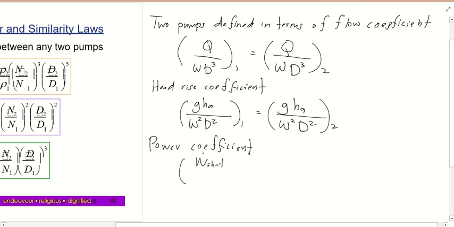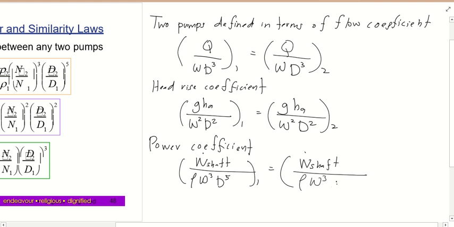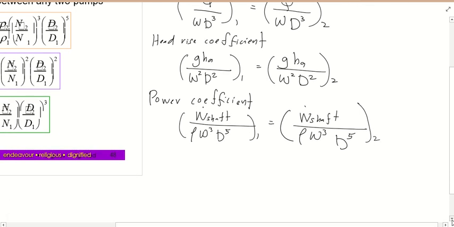W dot shaft over rho omega cubed D to the power of 5 for pump 1 equal to W dot shaft over rho omega cubed D to the power of 5 for pump number 2. Okay, so this is the similarity relationship. I repeat, subscripts 1 and 2 refer to any two pumps from the family of geometrically similar pumps. So we can, for example, change the rotational speed n, or omega, which is the angular velocity.